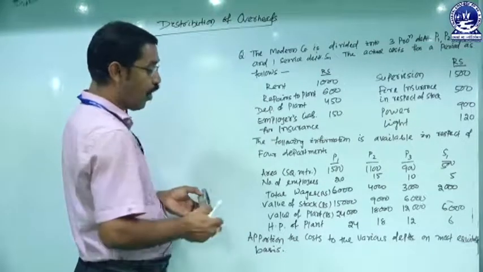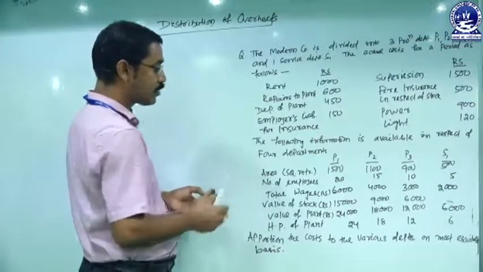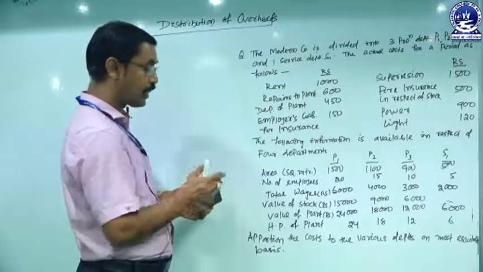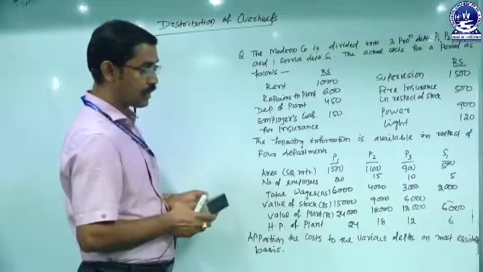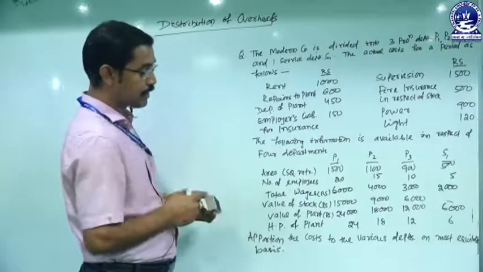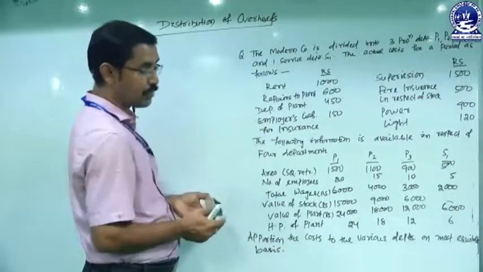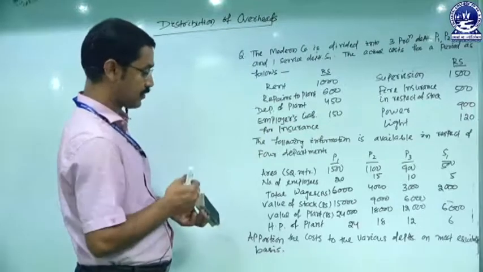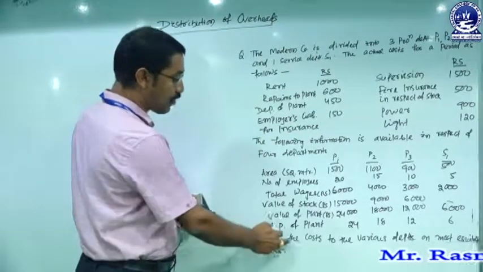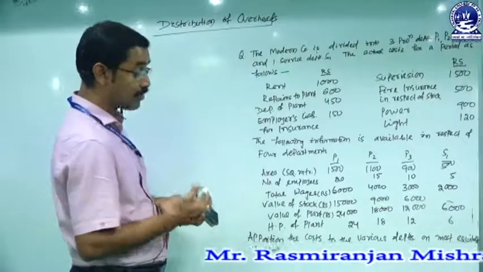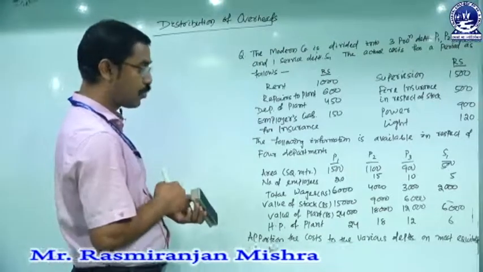And the next one is the horsepower of a plant, relating to production department P1 that is 24, department P2 that is 18, department P3 that is 12, and service department S1 that is 6. The question is asking to apportion the cost to the various departments on the most equitable basis.